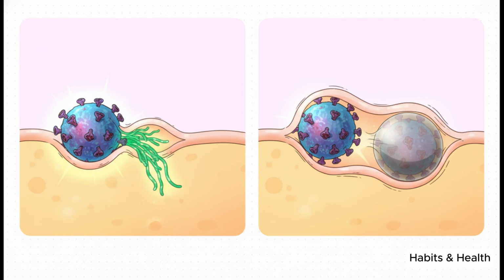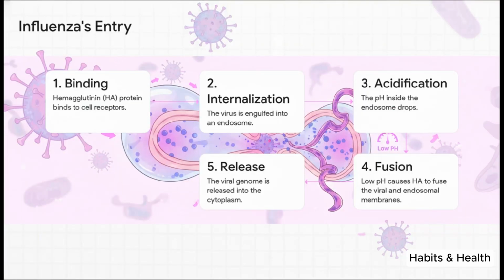They basically trick the cell into eating them, wrapping them up in this little bubble called an endosome. It is the ultimate Trojan horse strategy. And influenza's escape from that Trojan horse? Oh, it is just brilliant.